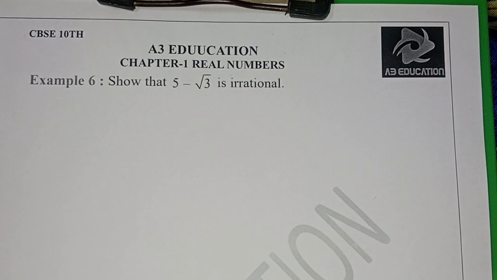Example 6: show that 5 minus root 3 is irrational. Like the last sum, we need to solve it the same way. First, we need to assume that it is rational. Here we will be arriving at a contradiction.